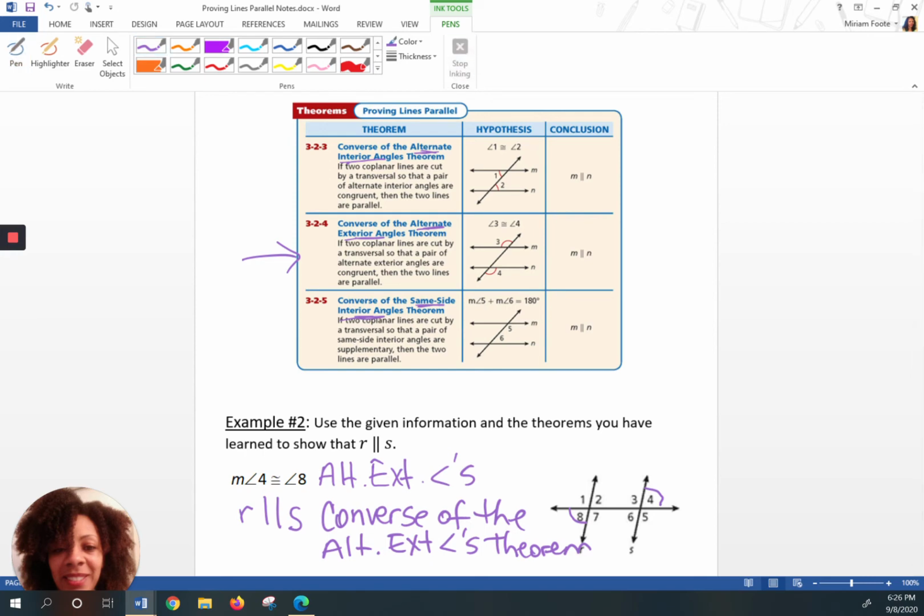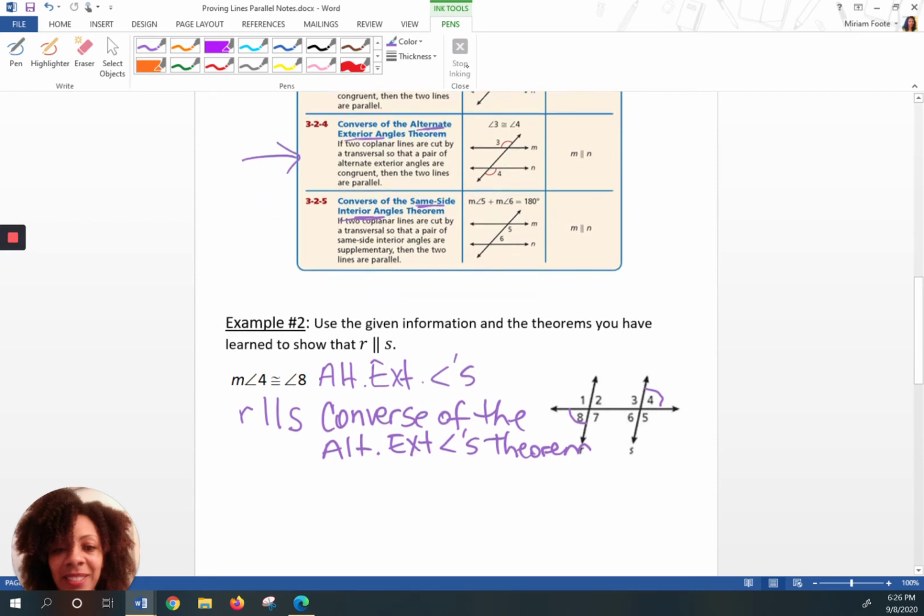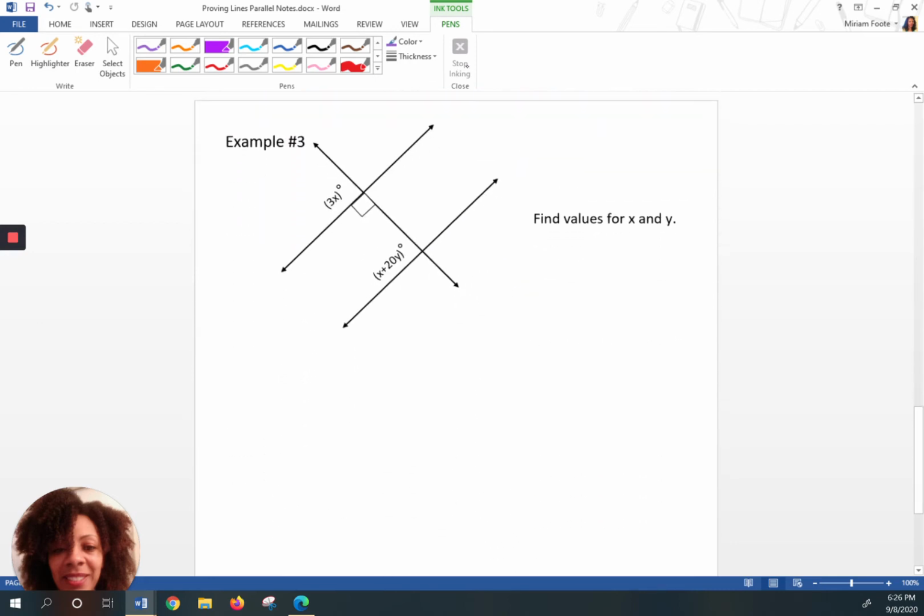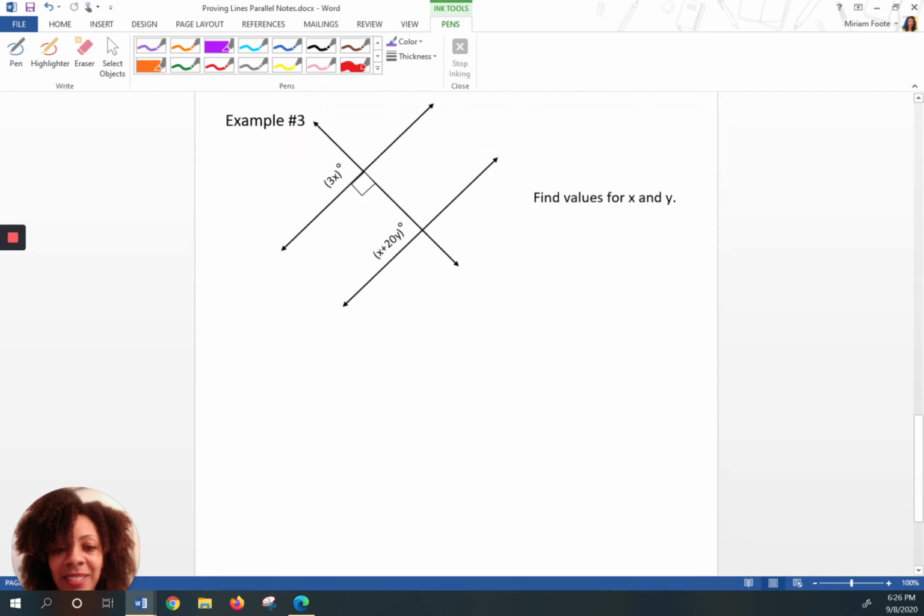So one more example, which is not proving, but I do want you to understand how to find, if you're given two variables, how to find those variables, especially if you're given this symbol. This symbol tells you that you have perpendicular lines. This is 90 degrees. So if one angle is 90 degrees, by default all of them will be 90 degrees because of your linear pair, vertical angles, same side interior.